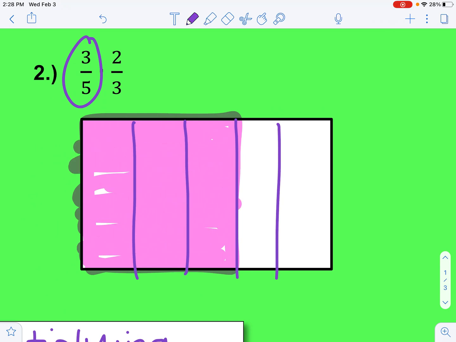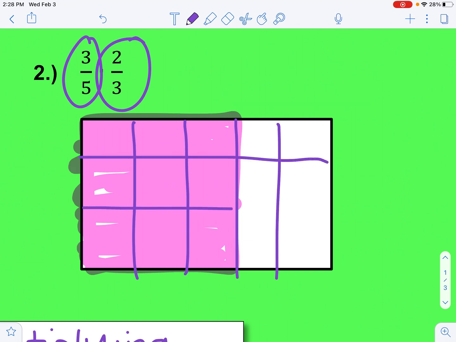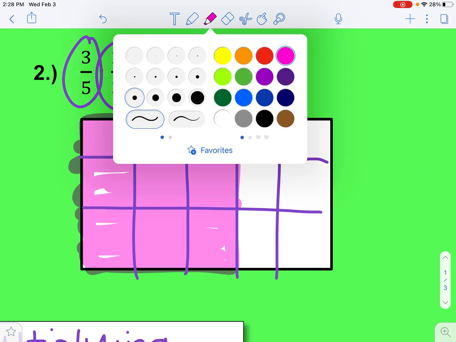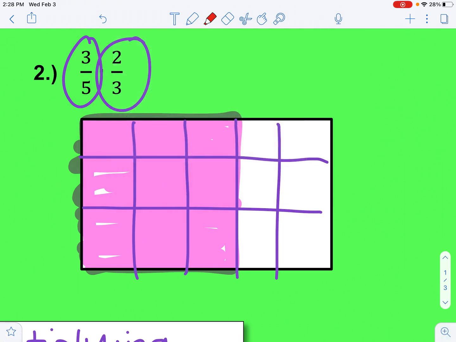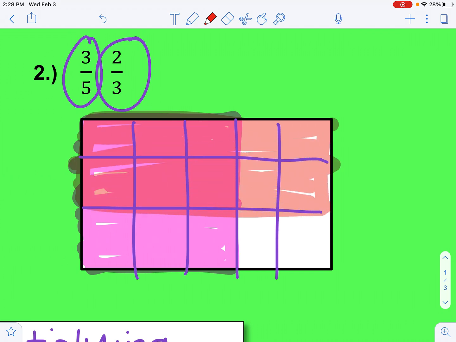Now our second fraction is 2/3, so we're going to go the opposite way now when we cut our box into thirds. Okay, so there's 1, 2, 3. Now, how many are we coloring? Right, we're coloring 2 of those. So here's 1/3, there's 2/3. Alright, so now count how many we have colored all the way.